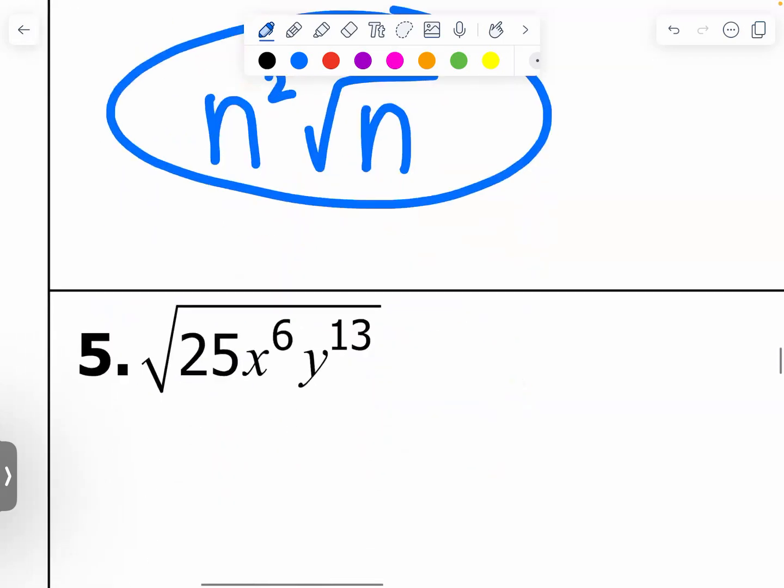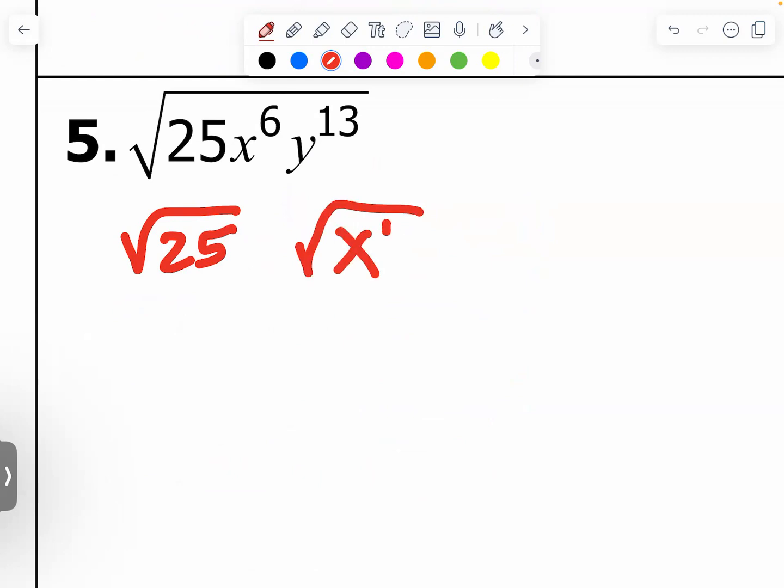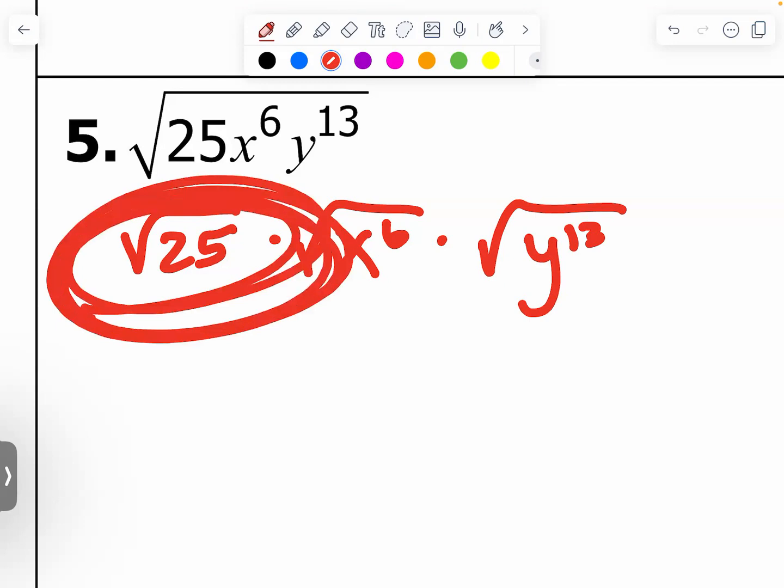Now let's go down to this number 5. Oh my gosh, there's numbers and letters. It's totally fine. Watch this. This is what I'm going to do. Are you ready? Let's do this. Let's say we have the square root of 25. Let's think about that separately. Then the square root of x to the 6th. Let's think about that separately. Then y to the 13th. Because we're just multiplying them, okay? So let's think about one at a time. What's the square root of 25?